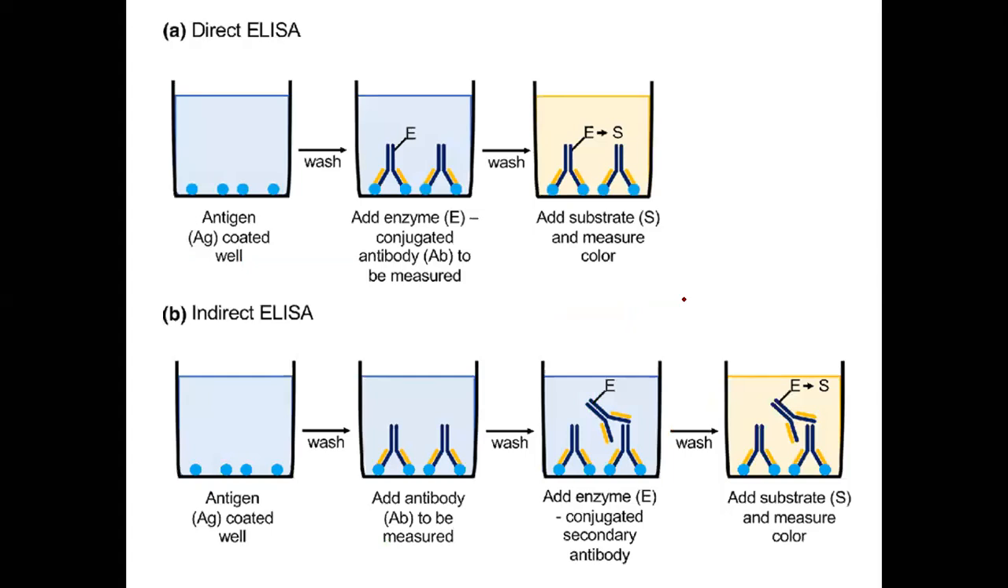In the case of the direct ELISA, this is for the microtiter plate, where the antigen is coated onto it. Then to that we add the conjugated antibody to that particular well, and then finally wash it, then observe.